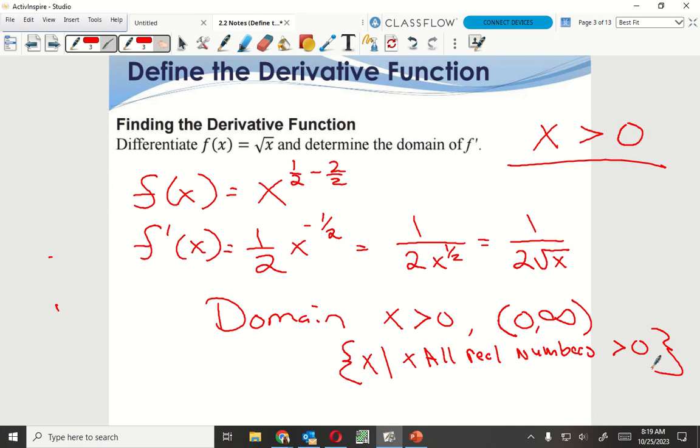So, set builder: x such that, that's a line going straight down. Okay? x such that x is all real numbers greater than 0. So you could see it either way, but I normally like interval notation with the parenthesis, 0, comma, infinity, parenthesis. That's my favorite. But you're going to see all methods.